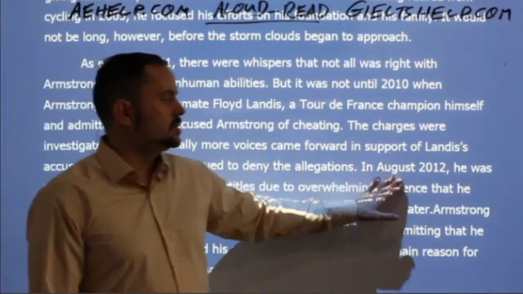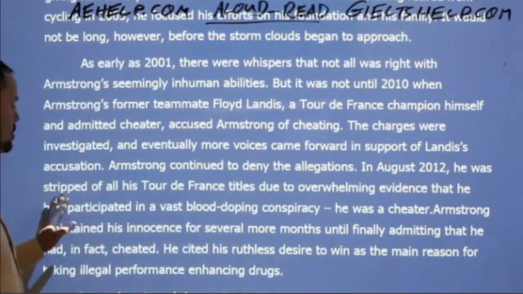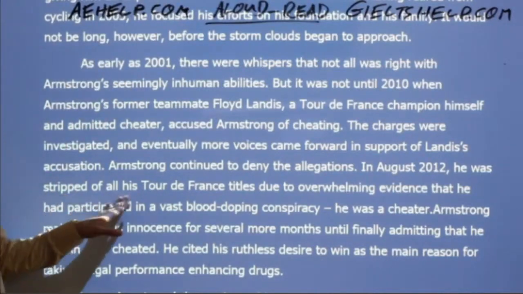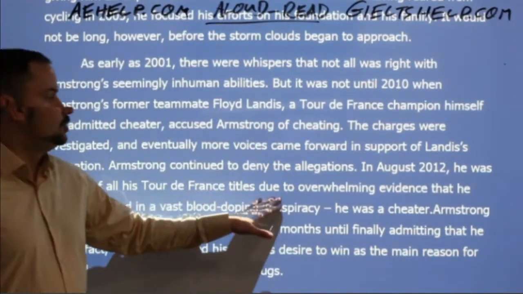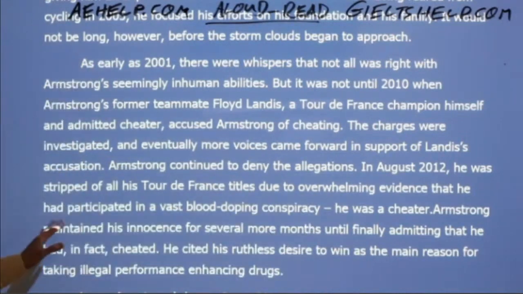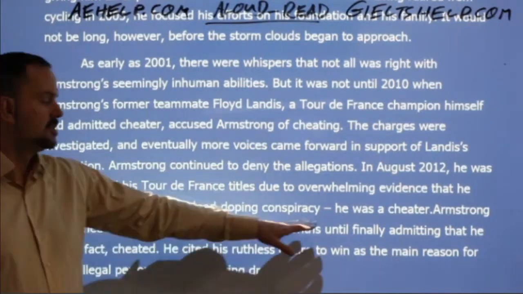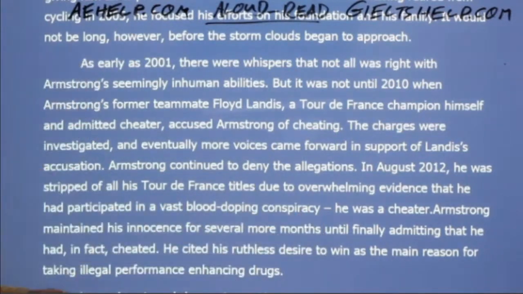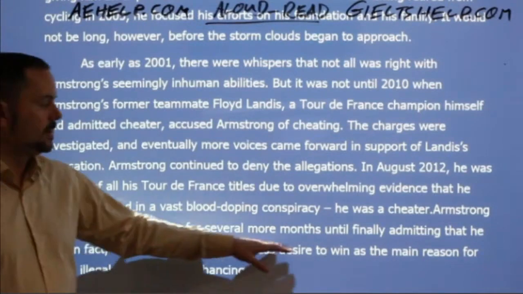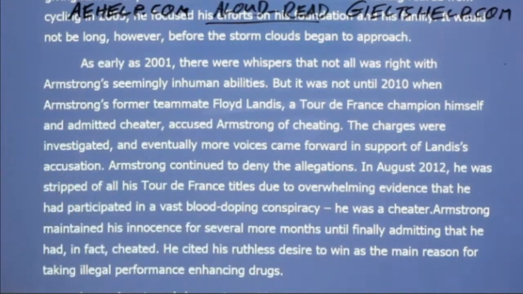In August 2012, he was stripped of all his Tour de France titles due to overwhelming evidence that he had participated in a vast blood doping conspiracy. He was a cheater. Armstrong maintained his innocence for several more months until finally admitting that he had, in fact, cheated.